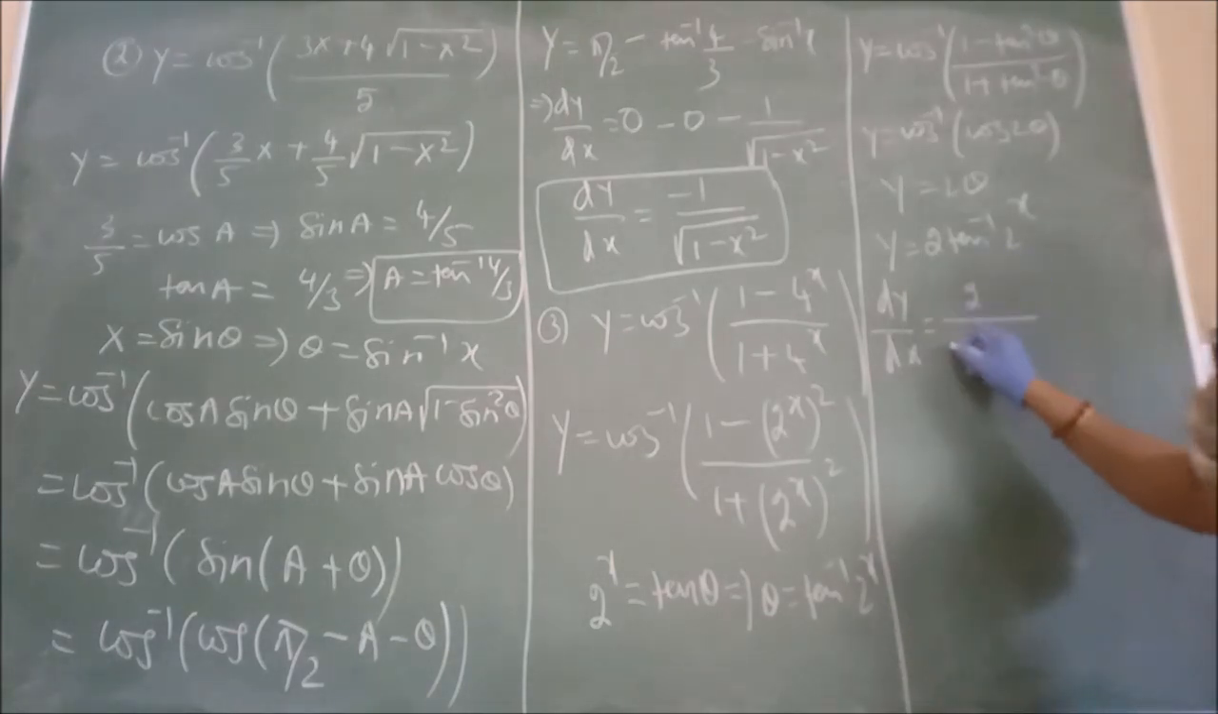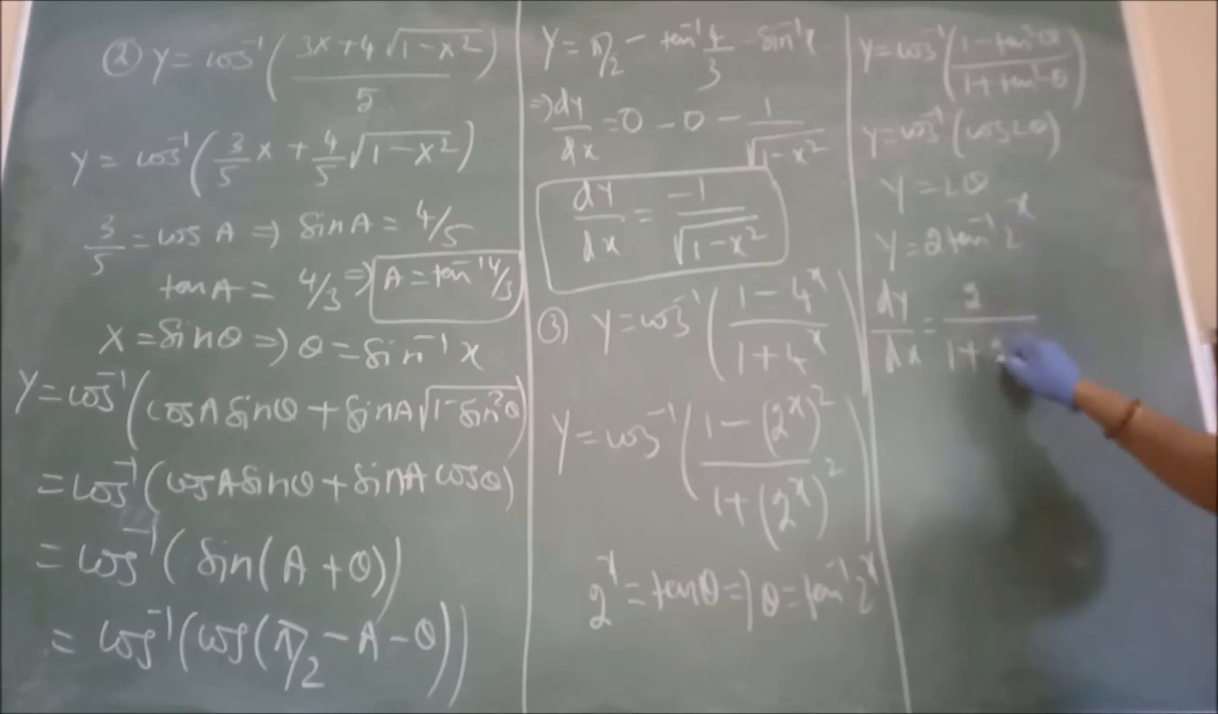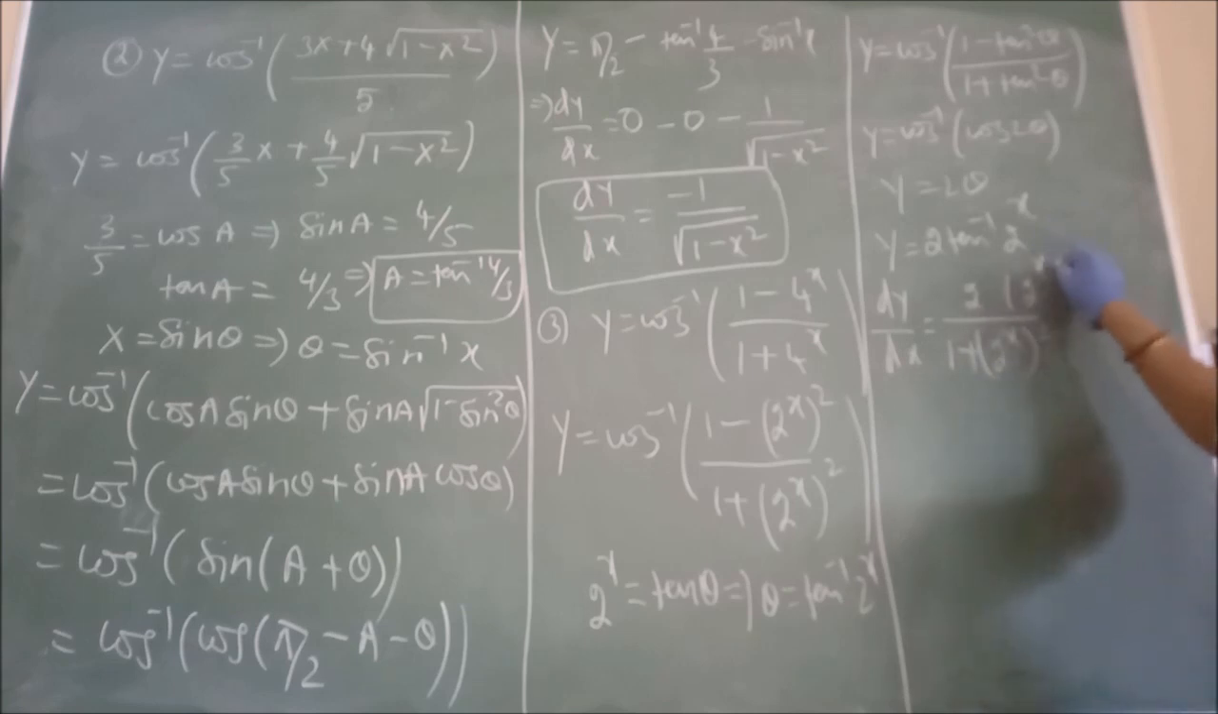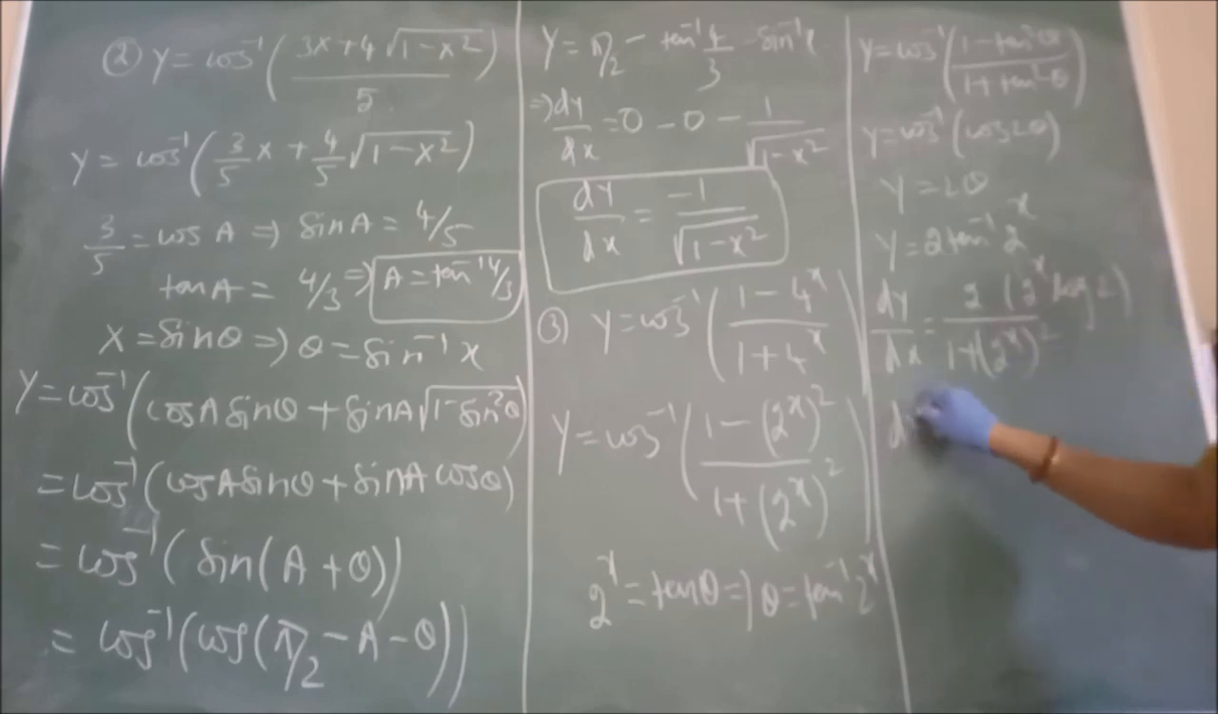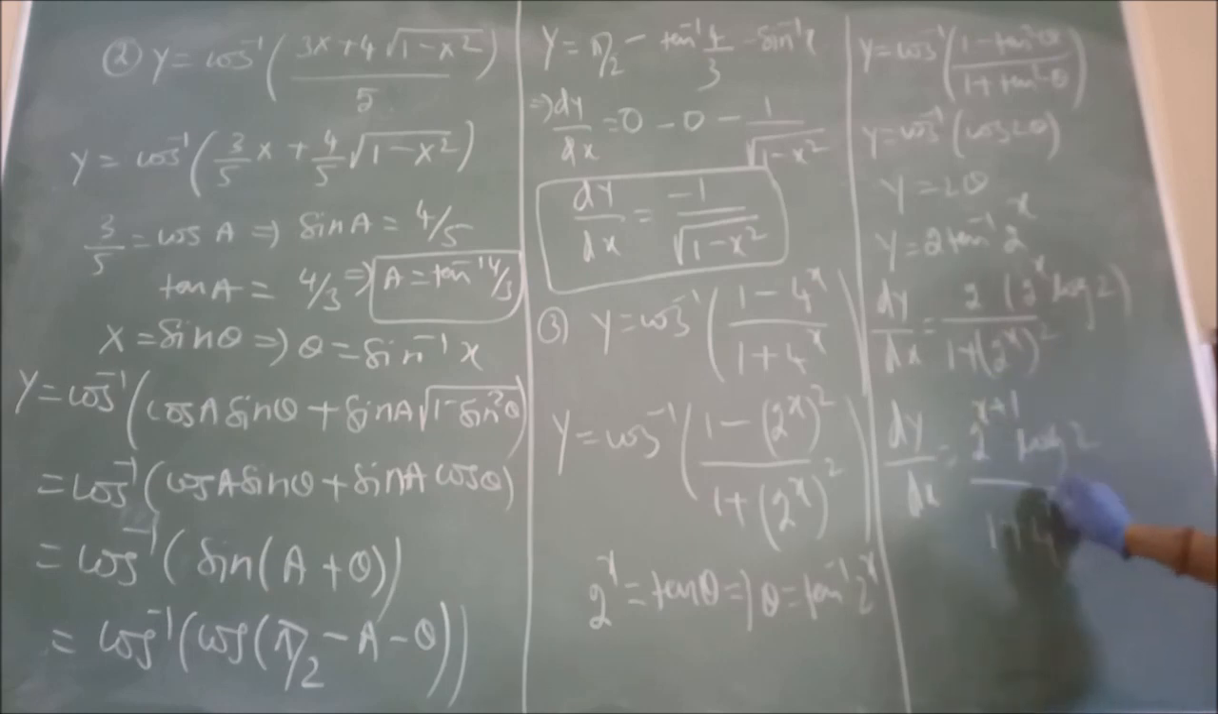Exactly, but then 1 by 1 plus x square, where here x is 2 power x, whole square, into the differentiation of 2 power x. What is the differentiation of 2 power x? a power x into log a. Well done. So 2 power x into log 2. If you want to add this, the base is the same so you can add the powers. So 2 power x plus 1 into log 2, the whole upon 1 plus 4 power x.